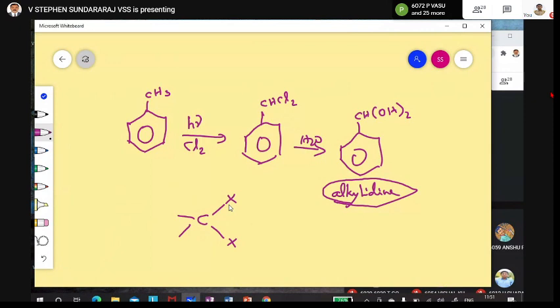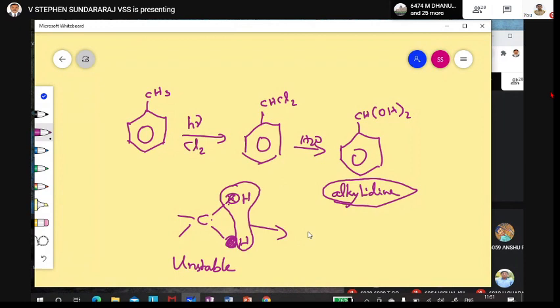Immediately what happens, it will lose one water molecule. So this carbon is losing one bond, oxygen is losing one bond. So what they will do, they will form the double bond. Okay, so one of them is hydrogen. Here, this is the benzene ring. So what is that? You are getting benzaldehyde. Okay, so remember that. So this is one direct route.